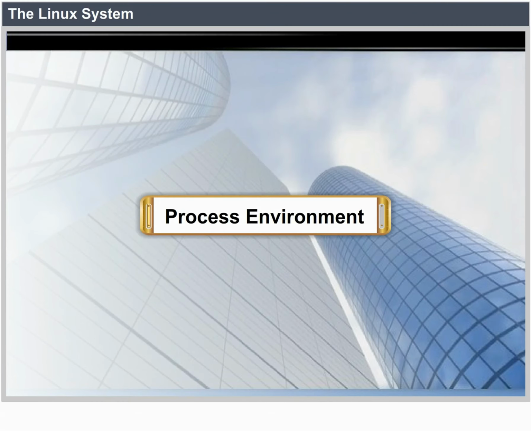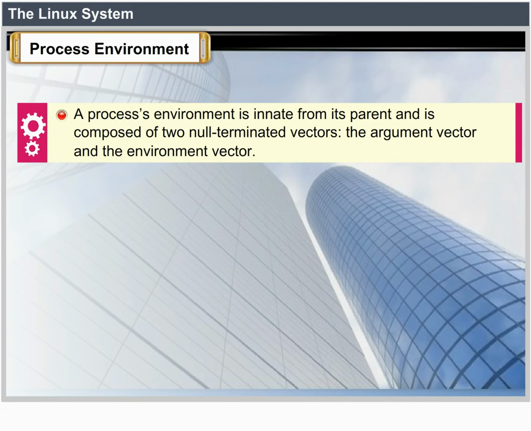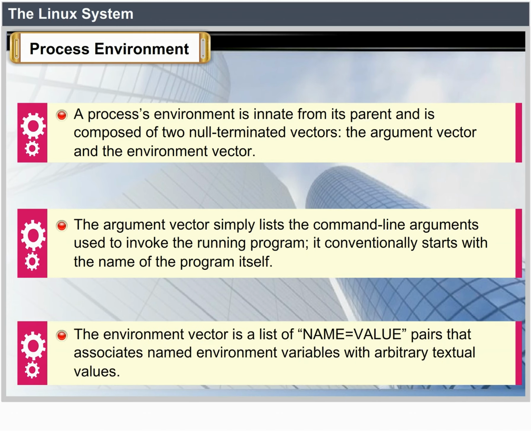Process environment. A process's environment is inherited from its parent and is composed of two null-terminated vectors, the argument vector and the environment vector. The argument vector simply lists the command line arguments used to invoke the running program. It conventionally starts with the name of the program itself. The environment vector is a list of name=value pairs that associates named environment variables with arbitrary textual values.